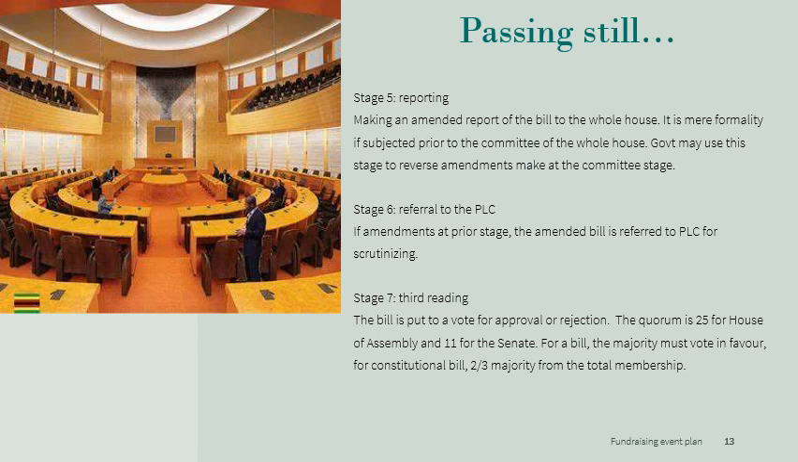So in terms of stage 6, we are referring the bill back to the PLC for scrutinizing once again, because the first scrutinization by the PLC did not include the amendments that were made at stages 4 and 5. So we are now re-scrutinizing it in the Parliamentary Legal Committee, and then we are relooking everything, right? And then stage 7, that's when we have the third reading, wherein we vote for approval or rejection of the bill.